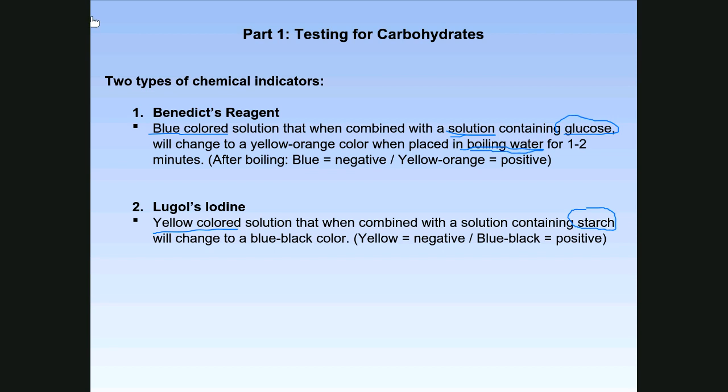And if glucose is in that solution, the Benedict's will cause the solution to turn a yellow, yellow-orange, or more of an orange color. It depends on the amount of glucose. And it's a cloudy color. It's what we call a yellow-orange precipitate. It's a very cloudy color.